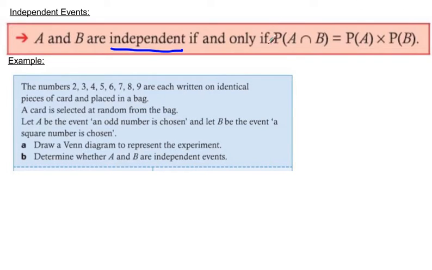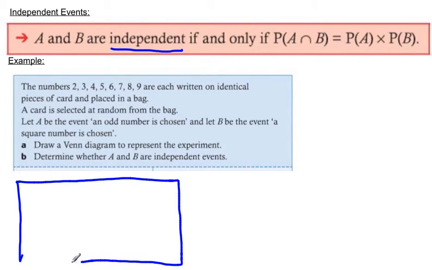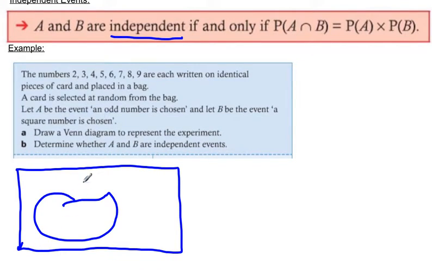The second definition is for two events that are independent. And we're going to use this rule here with this example. Again, it's the same situation, but the numbers are a little bit different. And the sets are also different. So the one on the left is odd numbers. So A is odd numbers, and B is the square numbers.